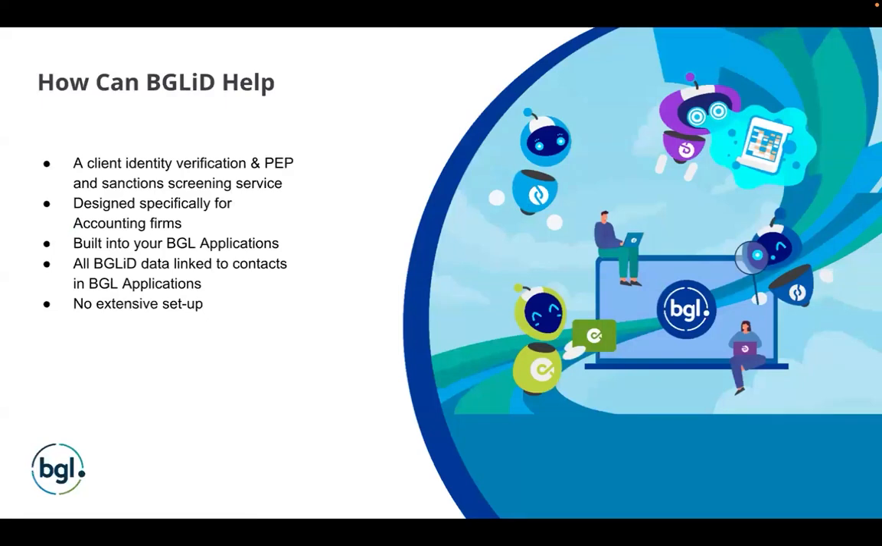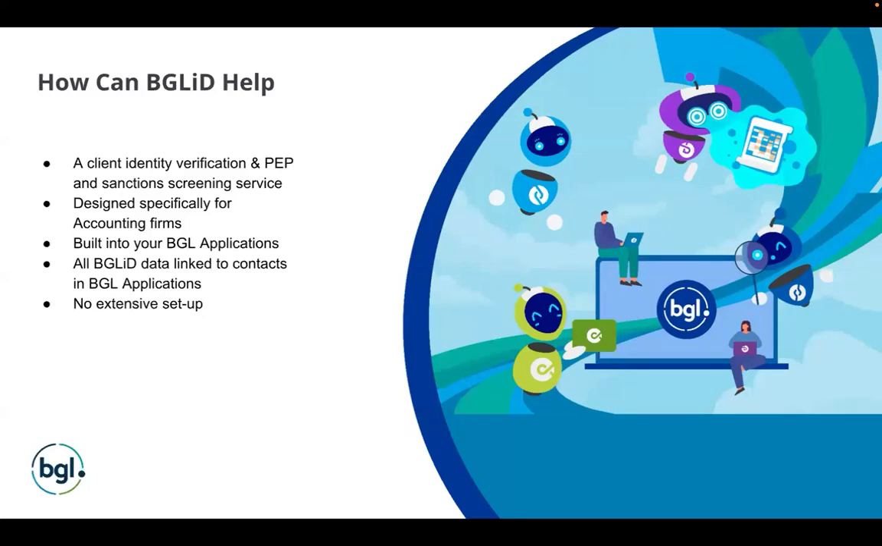So how can BGLiD help? Firstly, all of you have BGLiD live in your applications. All BGLiD data is linked to the contact. No setup or training required. BGLiD is a client identity verification and PEP and sanction screening service, which has been built into our PEP and sanctions product. It is designed specifically for accounting firms and is built into your BGL applications. So Cash 360, Simple Fund 360, and Simple Invest 360.